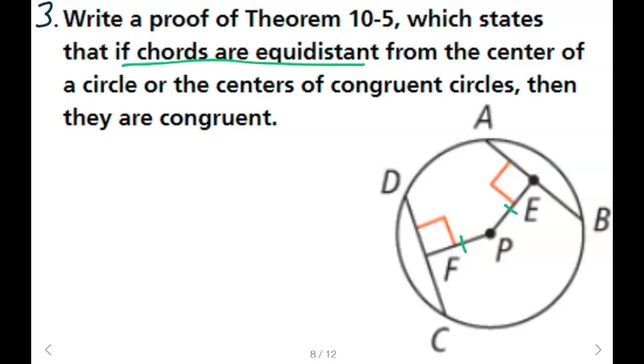And then if we draw in a radius, two radii, those radii are going to be congruent. And then if we look at these right triangles, you've got hypotenuse is congruent and you've got leg that's congruent, so those triangles are congruent by hypotenuse leg. Therefore, these pieces here, these segments must be congruent.